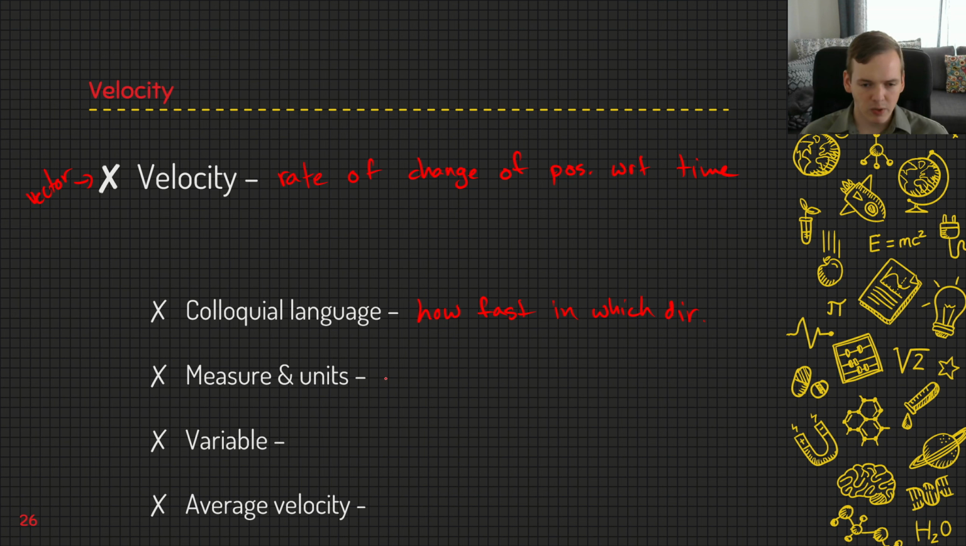The measurement and the units are also in meters per second, which again we write as m over s. And the variable is a lowercase v.